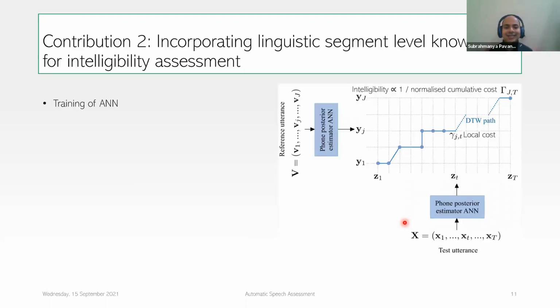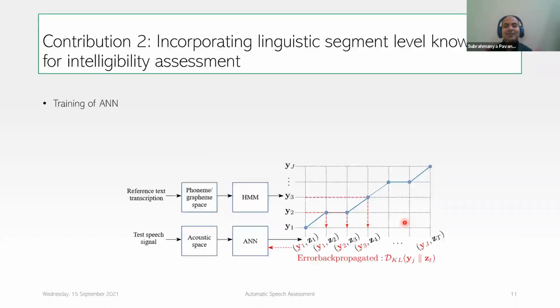This ANN is the same as the acoustic model that is employed in hybrid HMM, or hidden Markov model based, speech recognition systems. In this case, the reference sequence comes from the transcriptions, where words are first converted into a sequence of phonemes and further into a state sequence by assuming a left to right hidden Markov model. So the sequence y1 to yJ represents one hot vectors corresponding to HMM states.